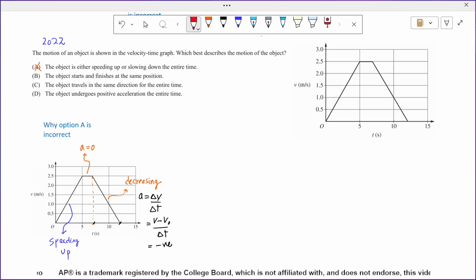Now the next option: the object starts and finishes at the same position. Well, if it starts and finishes at the same position, then the change in position should be 0, meaning the displacement covered should be 0, not the distance covered. Well, this is also wrong.